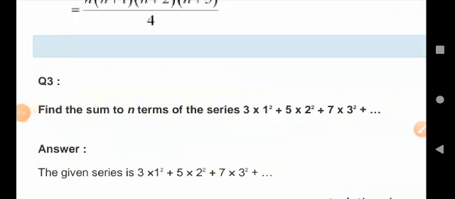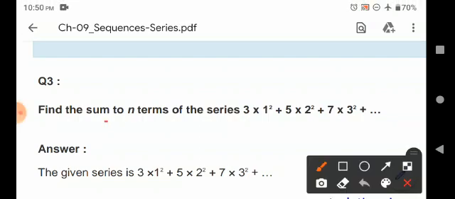Dear students, let me take one more question. Question number 3. Find the sum to n terms of the series 3 into 1 square plus 5 into 2 square plus 7 into 3 square. Once again the nth term of this series is not given to you. The nth term of the given series will be like this.